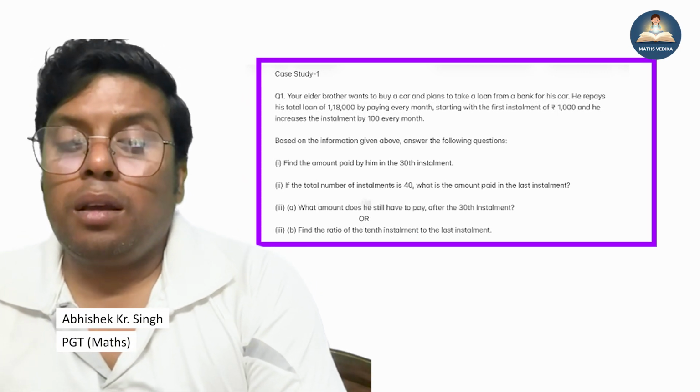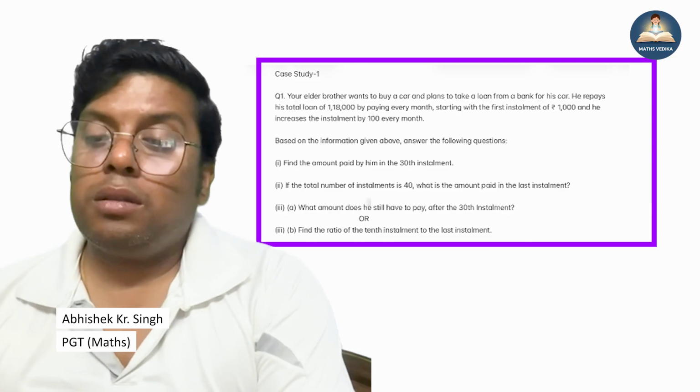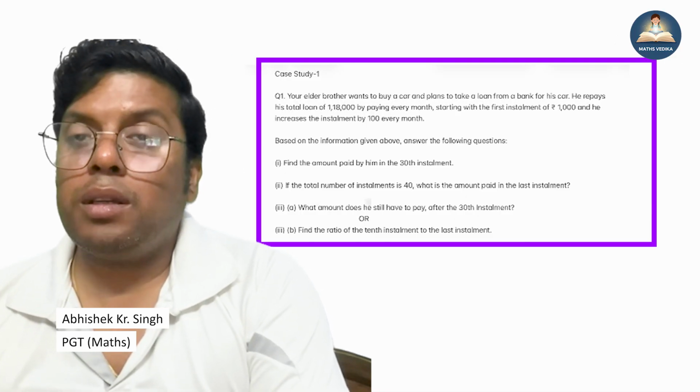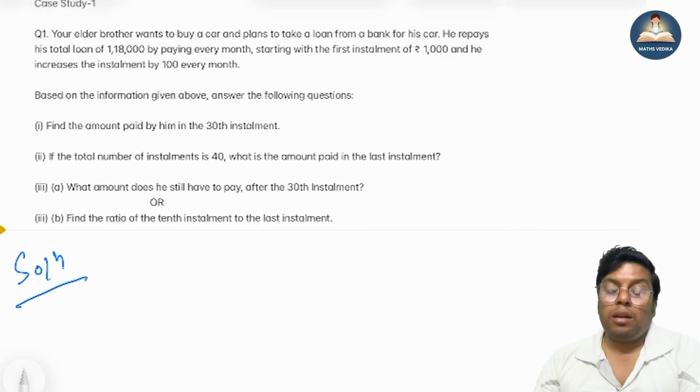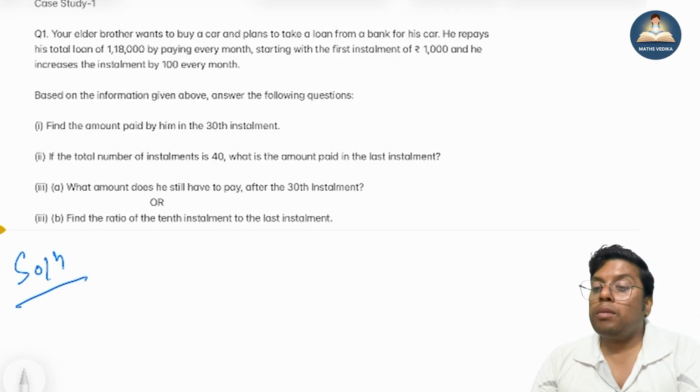So today we are going to solve the question of CBSE examination 2026 class 10th. Okay, the question is from case study, and the question is: your elder brother wants to buy a car and plans to take a loan from a bank for his car. He repays his total loan of 1,18,000 by paying every month, starting with the first installment of rupees 1,000 and increases the installment by 100 every month. So based on the given information, we have to find the amount paid by him in the 30th installment.